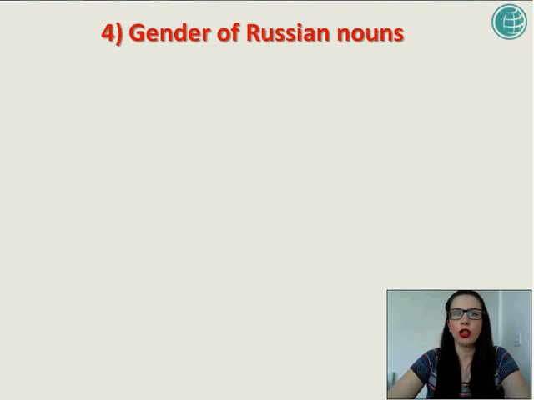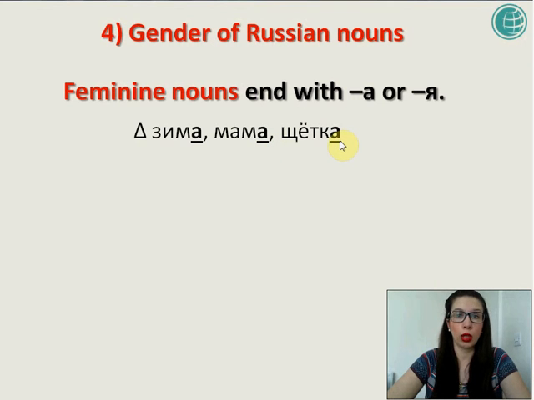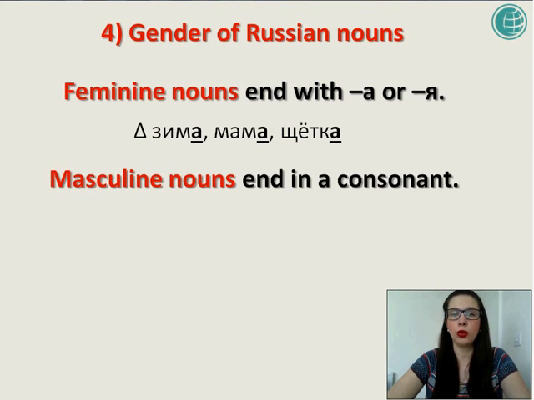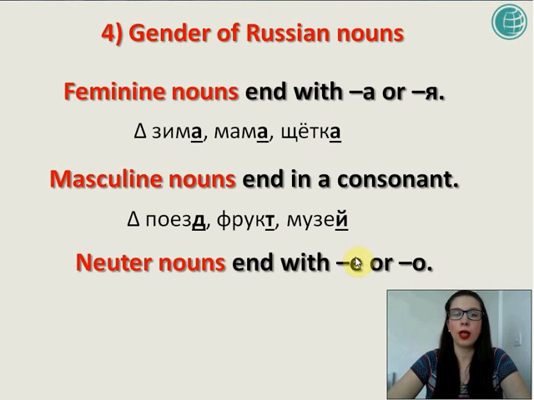Let's repeat what we know about gender of Russian nouns. As you remember, all Russian nouns have three genders: feminine, masculine, and neuter. To understand the gender, you just have to look at the last letter of the noun. And this last letter, we name this letter ending. Feminine nouns will end with а or я. For example, зима, winter, мама, mother, щетка, brush. Masculine nouns will end in a consonant. Поезд, train, фрукт, fruit, музей, museum. And neuter nouns will end with е or о.